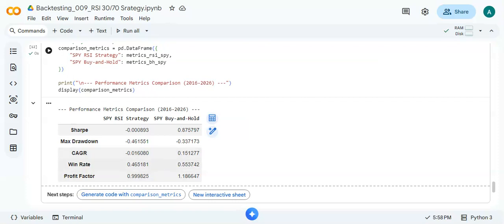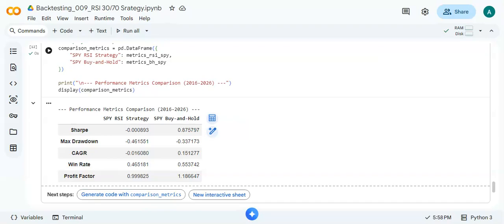For win rate, again the winner is the buy and hold strategy. We have 55%, more than half winning, but for the RCI strategy it is below 0.5. And of course, the profit factor tends to be higher for buy and hold because we have a higher win rate, so there are more gross profits relative to gross losses compared to the RCI strategy. Clearly, for the S&P 500, it is better to buy and hold rather than trade it using only an oscillator.